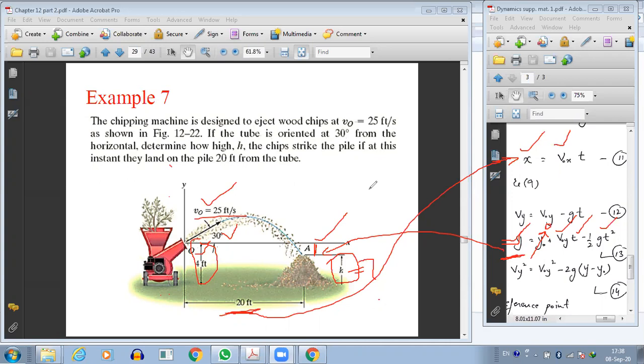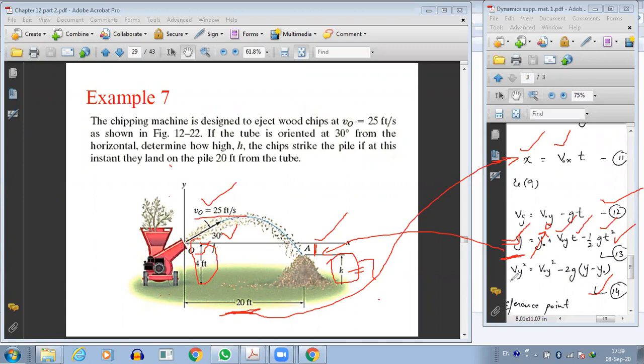And always keep a look at the reference point. Where is your reference point? Based on your reference point, you can use equations 12, 13, and 14. It's not necessary to use equation 13 all the time; suppose you want to use 12 and 14 and you can solve the problem using these two equations, no problem. They all are applicable in the y direction for projectile motion, and you can use any one of them.